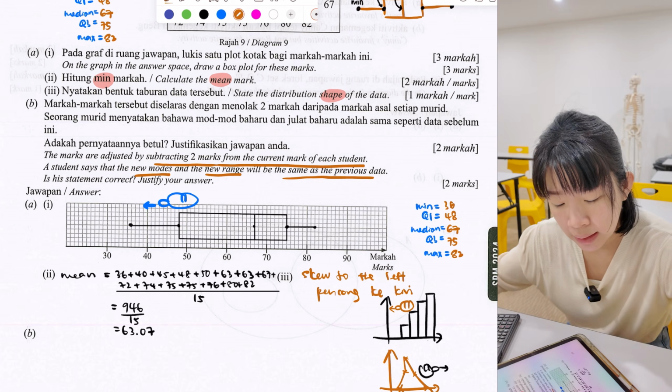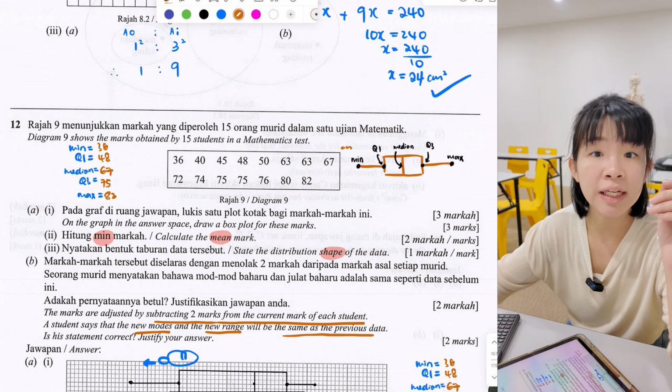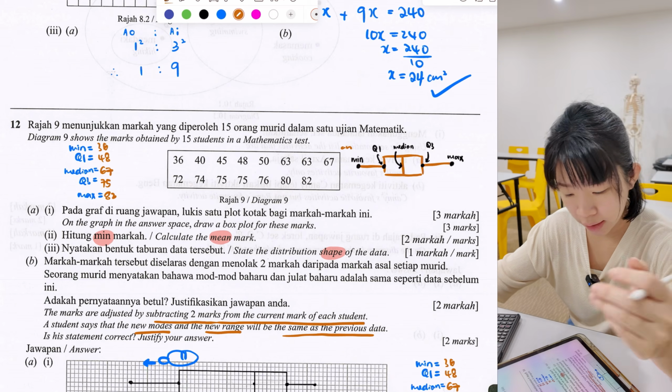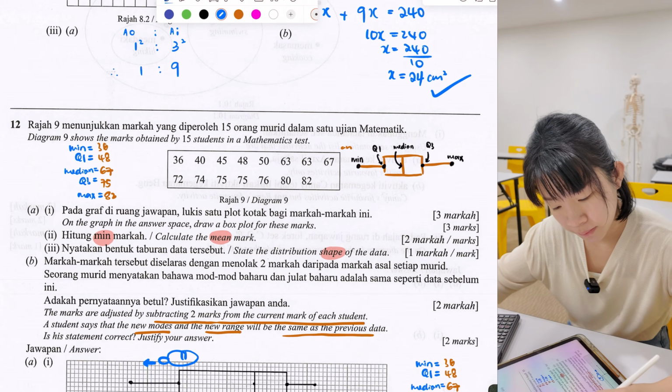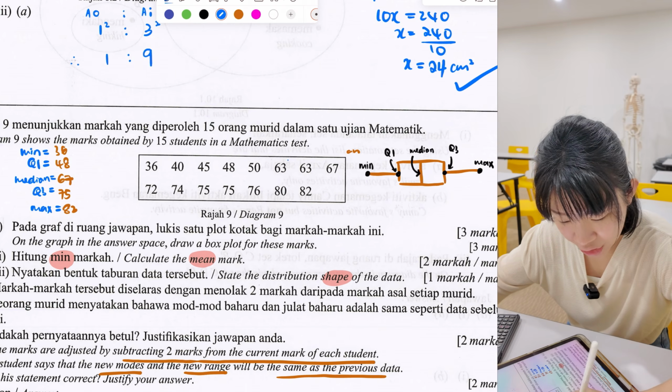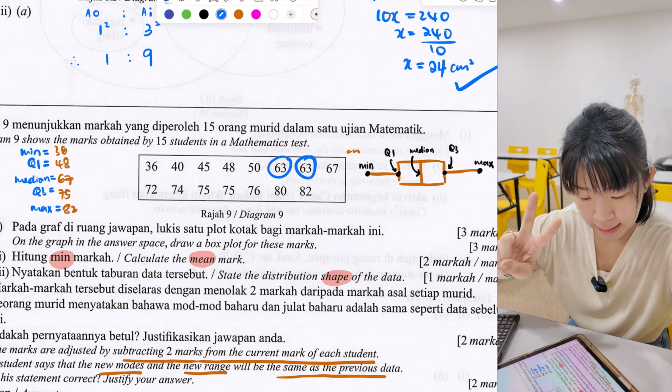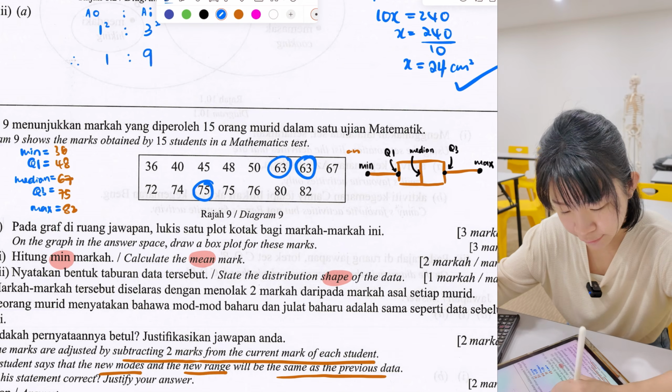What is the original mode first? Mode is the data that appeared the most. Based on these 15 scores, which data is the mode? We have 63 appearing twice, and then we have 75 appearing twice.